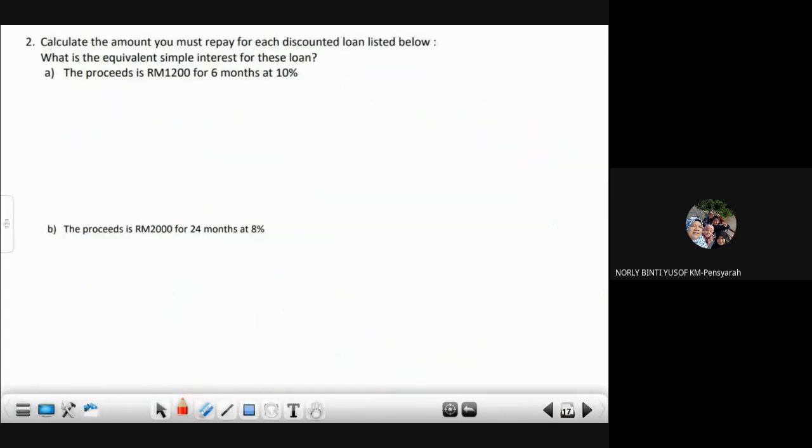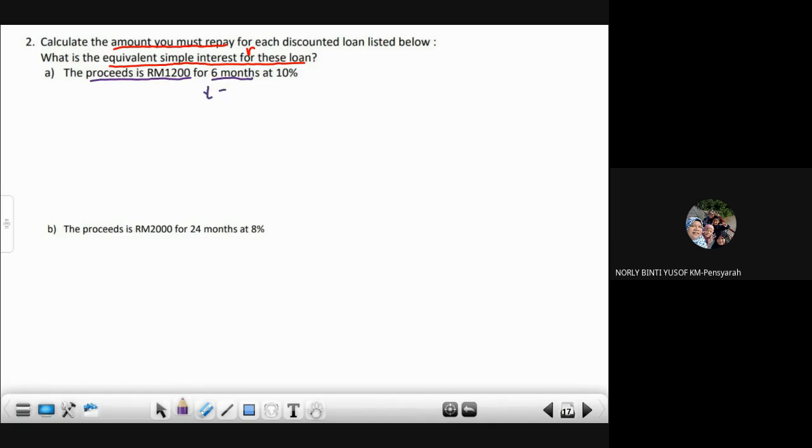Example nombor 2, calculate the amount you must repay for each discounted loan listed below. What is the equivalent simple interest for this loan? Maksudnya dia nak equivalent tu adalah R lah. Ni formula R, equivalent simple interest, sebab dia equivalent value kan. So sama, dia bagi proceed. So dia dah bagi proceed 1,200.